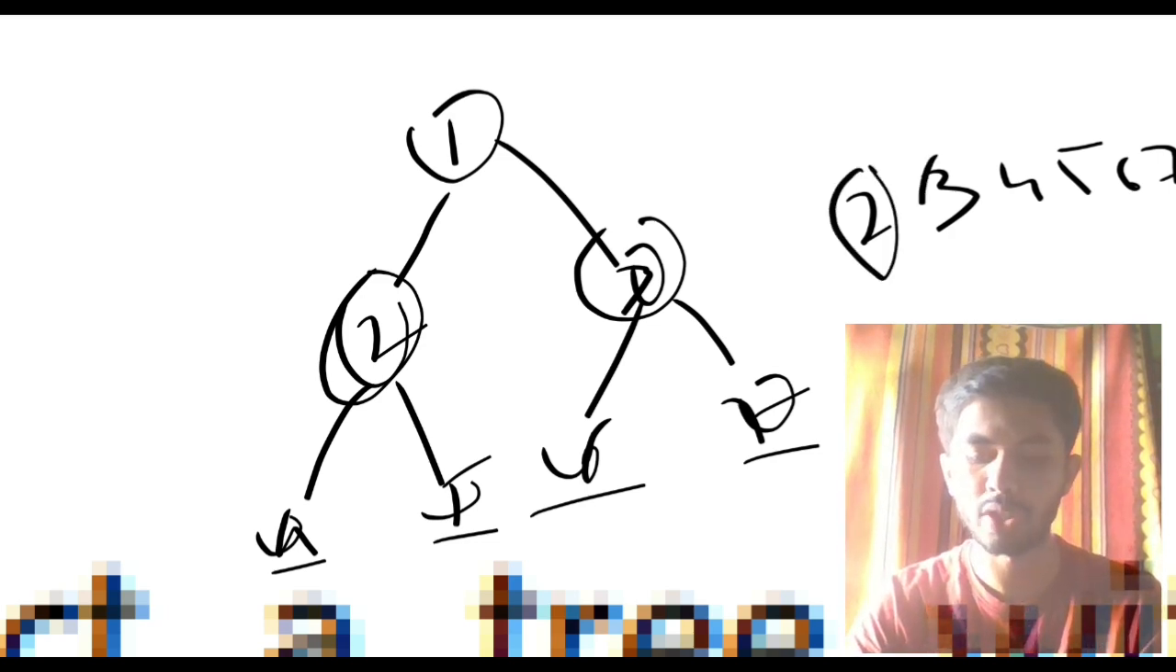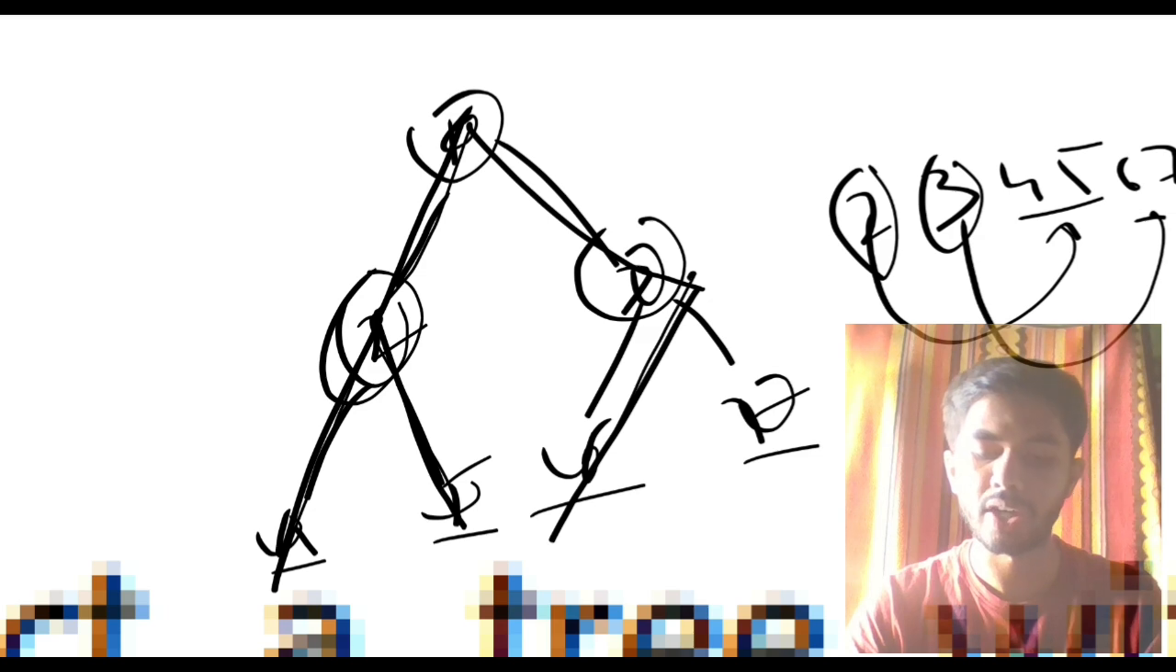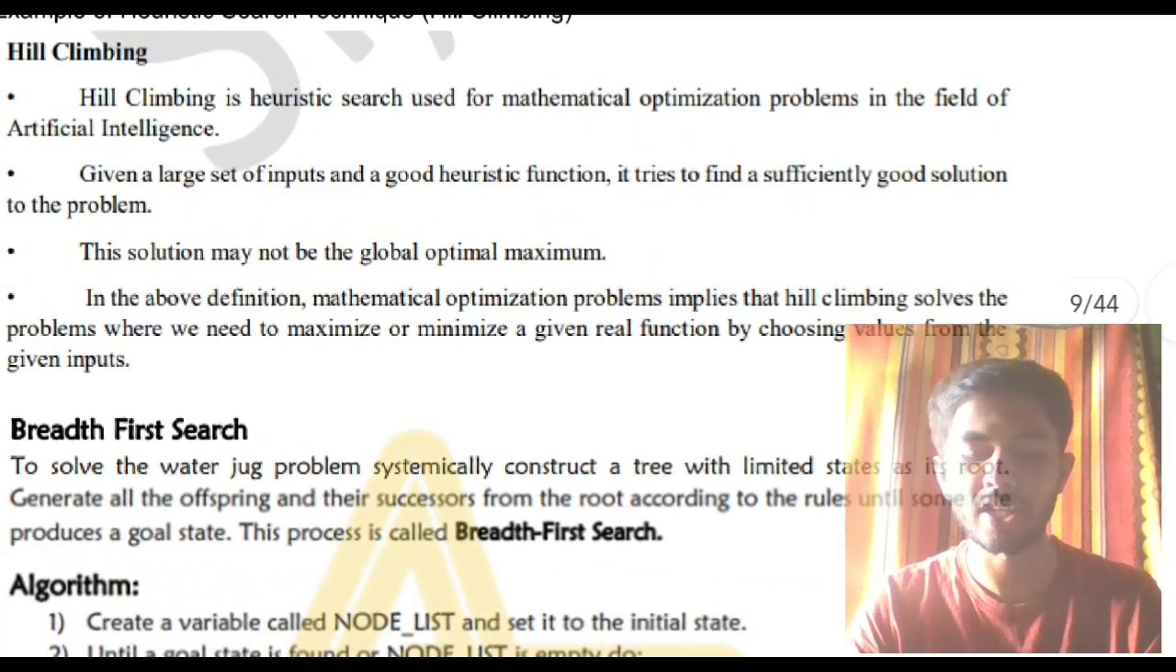Why? Because 2 and 3 you will visit, you will pop them out, then 2's neighbors are 4 and 5, you will visit them, then 3's neighbors you will visit. This is called breadth first search. In depth first search you will visit 1 2 4, then again you will visit 5, then you will come back to 3, then 6, then 7, and again you will come back here. That is the DFS approach. Again, basically you have to write that and write an algorithm for it.